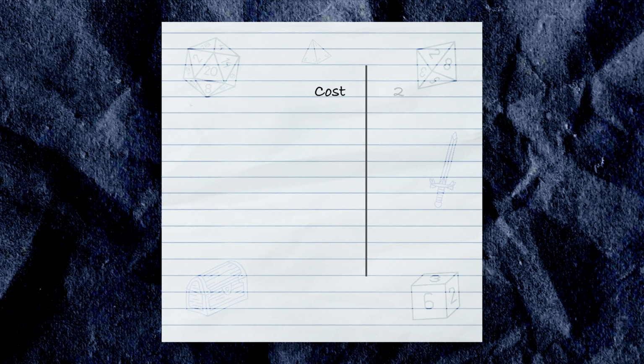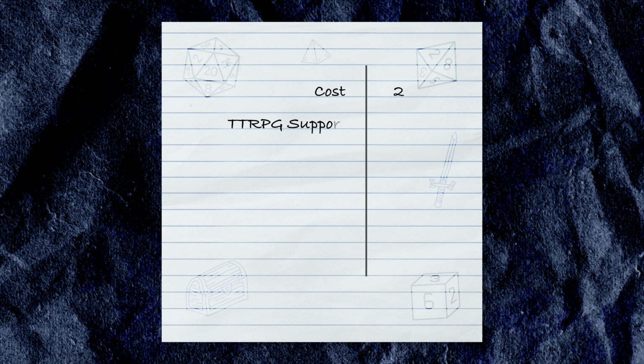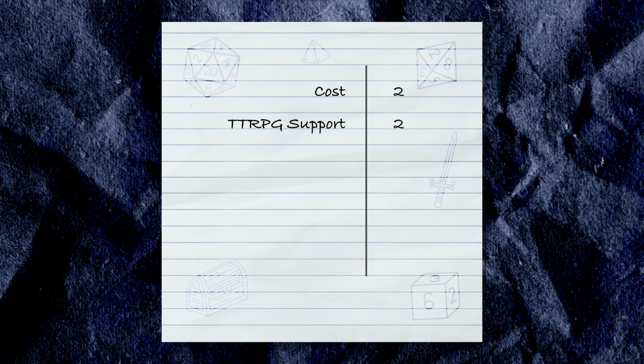Cost is a 2. The one-time fee is nice, but the mandatory DLC feels weird. It should just be one game with one price. TTRPG support is a 2. The character sheet builder is really cool and allows for lots of flexibility and support of other TTRPGs. I just wish there was more support for GMs and a tool for importing or easily creating monster stat blocks.